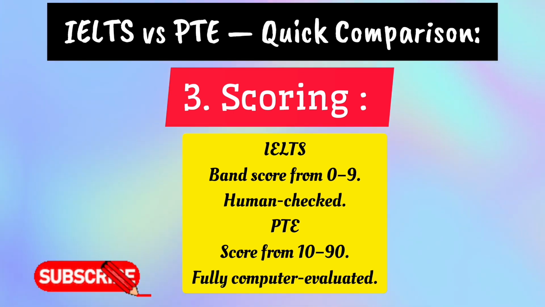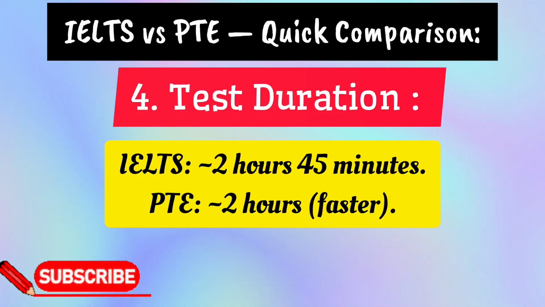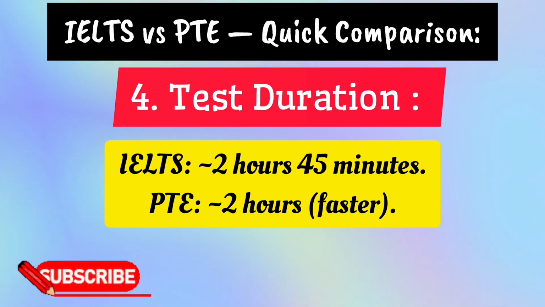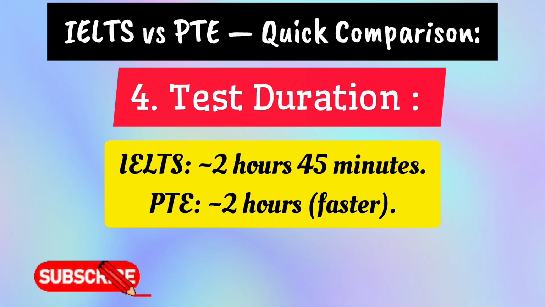Now you will see the test duration. In case of IELTS, there are four tests, as I already mentioned, and the overall duration is 2 hours 45 minutes. Reading test is for 1 hour, writing is for 1 hour, and listening is for 30 minutes, and speaking is around 15 minutes. So overall the duration is 2 hours 45 minutes. In case of PTE, all the modules are covered in 2 hours. So you may say faster.